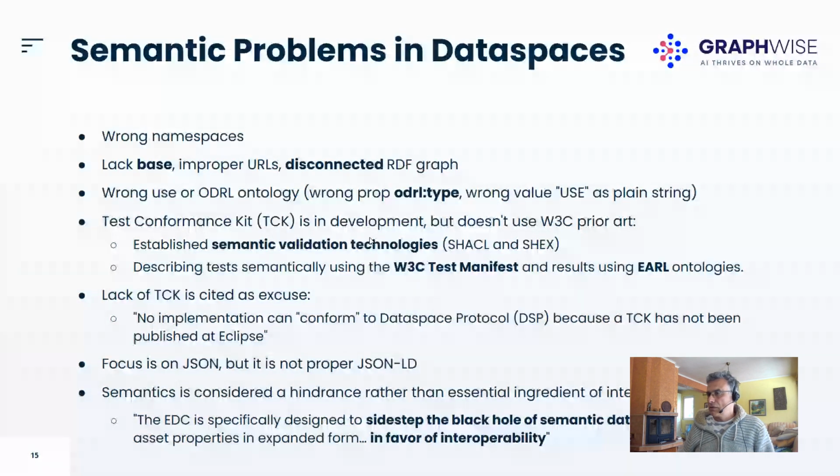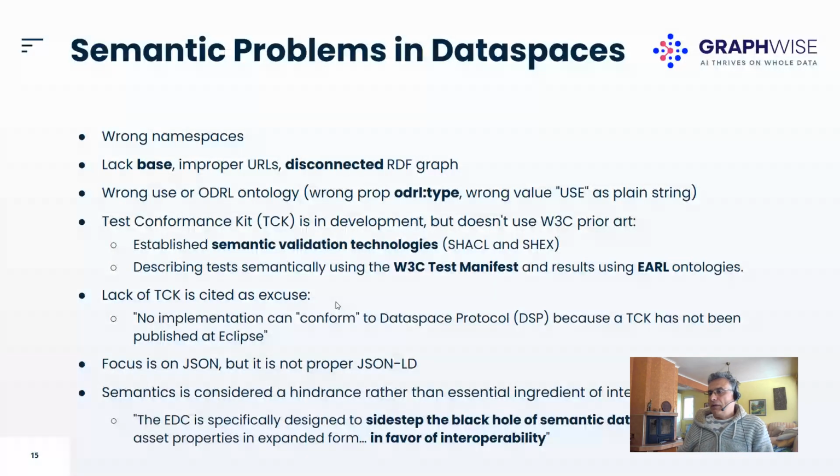There is now a test conformance kit in development, but it doesn't leverage the W3C experience with using semantics to describe tests and test results using these ontologies, and also to use SHACL validation or some other semantic validation technologies. And up to this point, the lack of a conformance test kit is cited as an excuse. So when we point out some defects in the semantic metadata, we were told, well, no implementation can really conform to the DSP because there is no test conformance kit. But the DSP sits on particular ontologies and SHACL schemas that must be upheld, right?